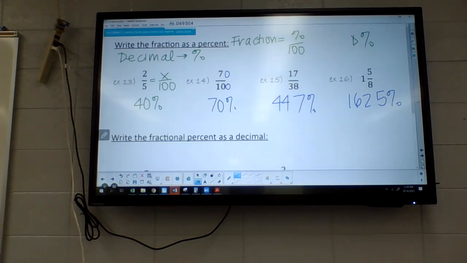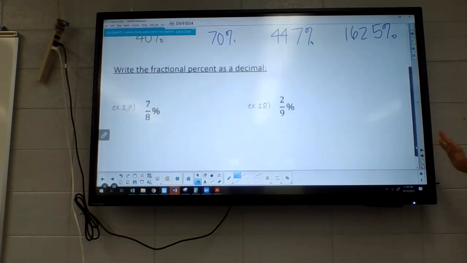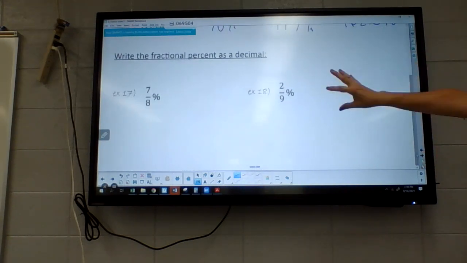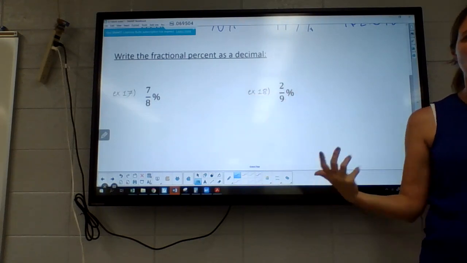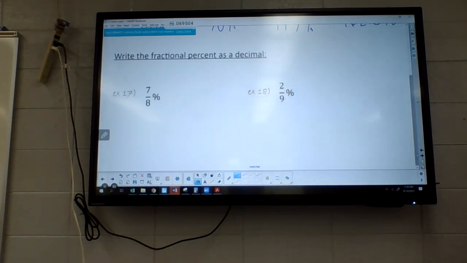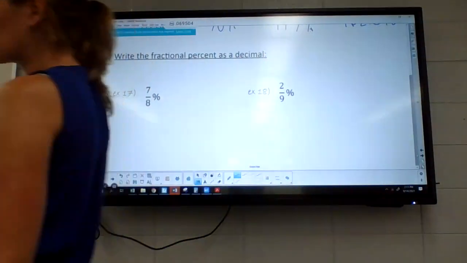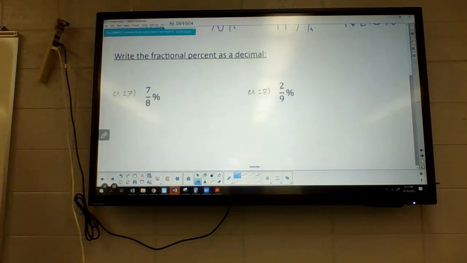The last one is fractional percent to a decimal, which is kind of a weird one. I don't see this come up very often. 7/8 is already a number under 1, and then we're changing it to a decimal as well. This is a time I think this calculator does okay with it. It's going to be a very small number, because you have to first change it to a decimal and then change that.